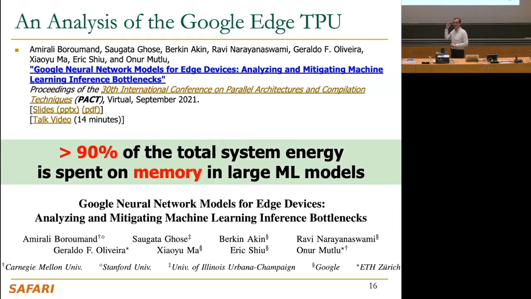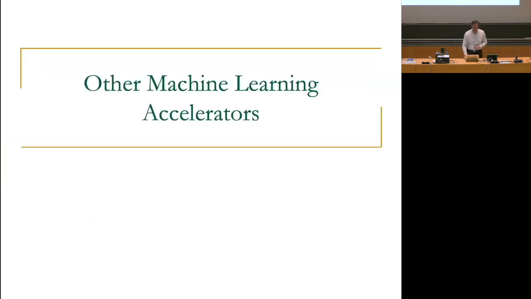You can see that all of these chips are increasing their memory bandwidth, making memory more expensive, increasing their memory capacity, yet they still need more memory. So in large machine learning models, especially, for example, long short-term memories, transformers, etc., basically more than 90% of the entire system energy is spent on memory. Okay, we'll get back to that.